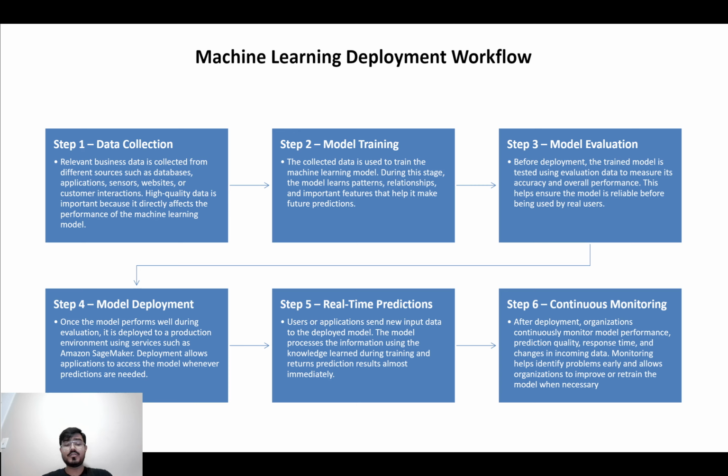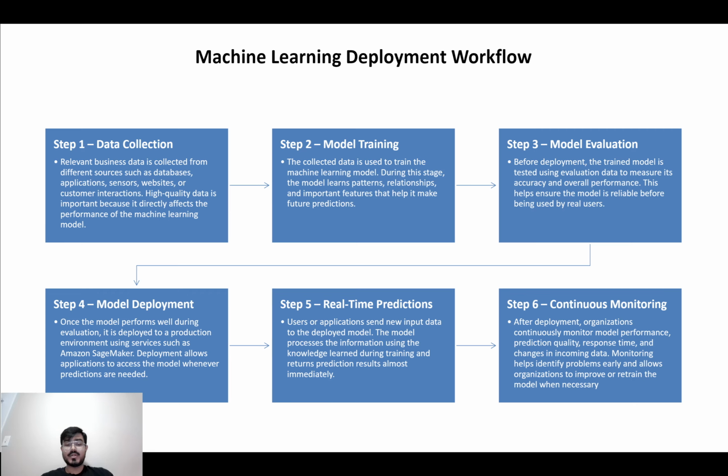And after evaluation comes model deployment. This is the stage where the trained model is moved into a production environment using a service such as Amazon SageMaker. Once deployed, applications can communicate with the model and request predictions whenever they need them.